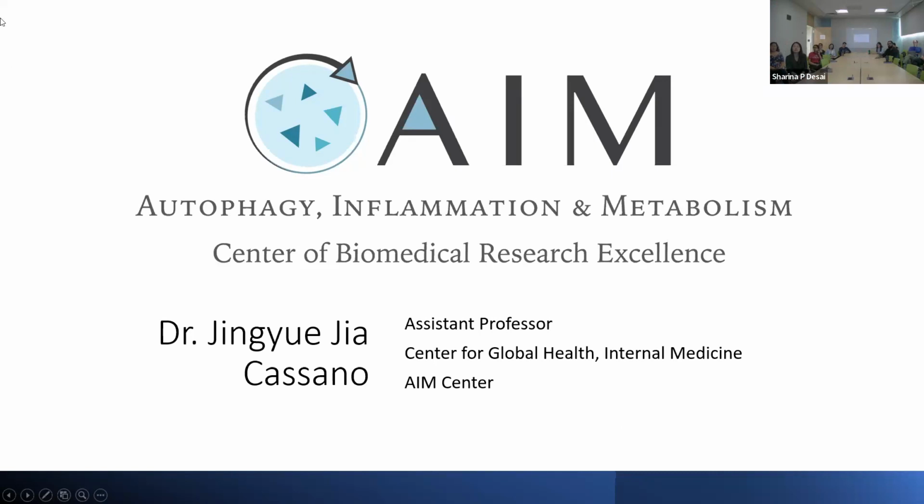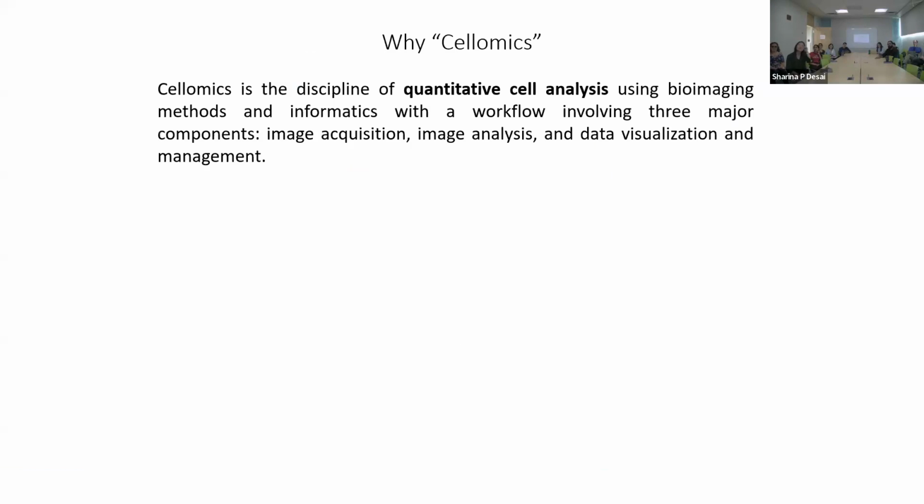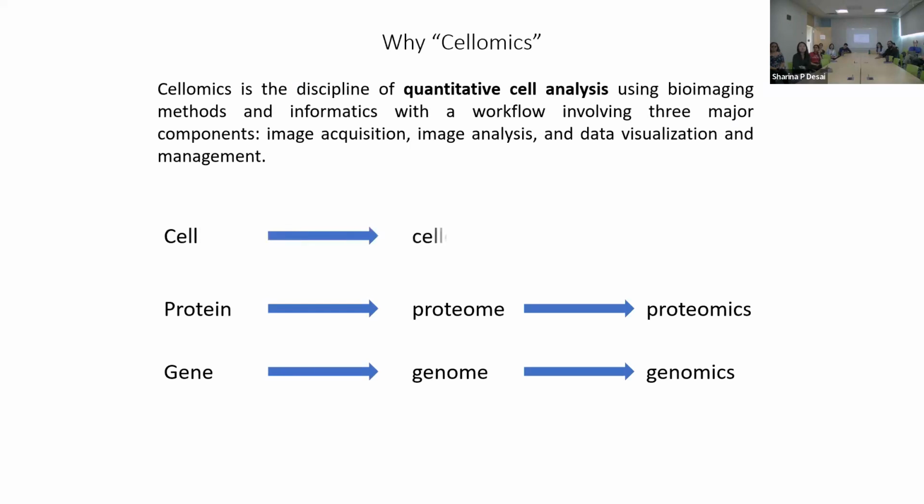So we probably know a lot about CX7. The CX7 is high content imaging. It's also called Cellomics. If you're a new user, you're probably curious why it's called Cellomics. Similar to genomics and proteomics, Cellomics is a quantitative way to do cell analysis. Basically, Cellomics will do three things for us. First, image acquisition, second, image analysis, and third, data management.